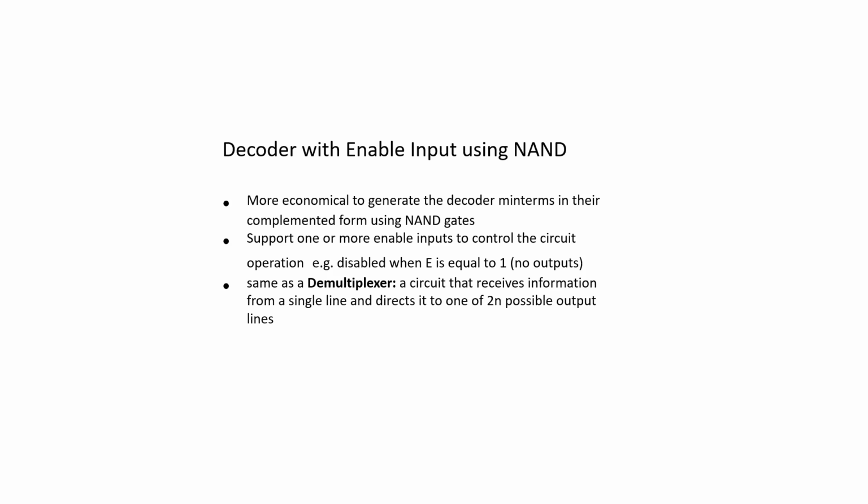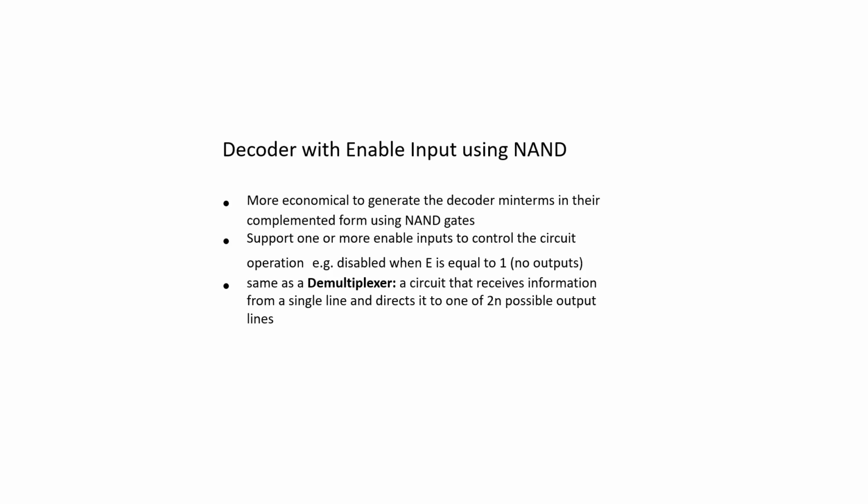It is more economical to generate the decoder minterms as a sum of products, complemented, using NAND. It supports one or more enable inputs to control the circuit operation, which means it can be disabled when E equals 1, with no outputs, and E equals 0 to work. So this is what we call a permission to do whatever you want to do. At the same time, it looks like a demultiplexer. We are going to cover it in the next slides.